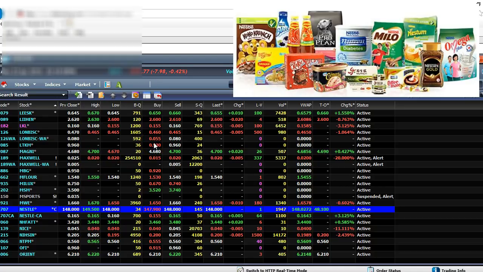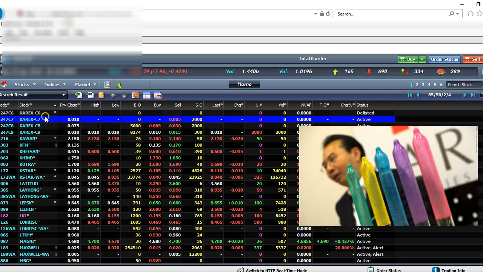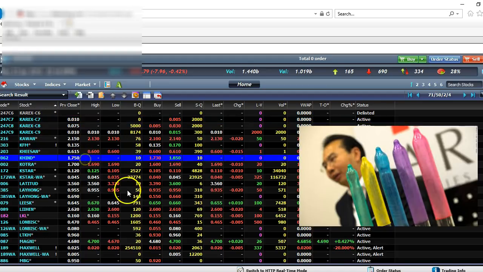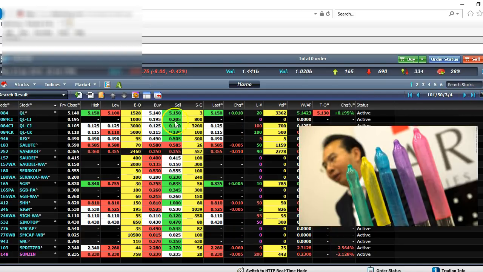So these are the most resilient sector when it comes to consumer products, and I highly suggest if you are a beginner, you might want to actually look at this sector. Carex is a company that does rubbers, condoms and all that, and people are not going to stop having sex even though the economic recession is coming down.